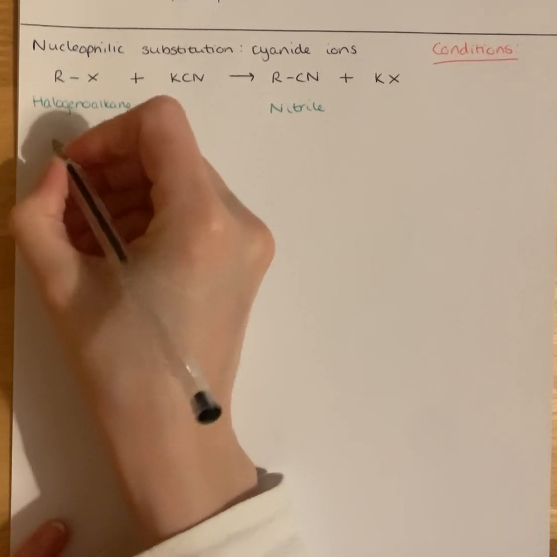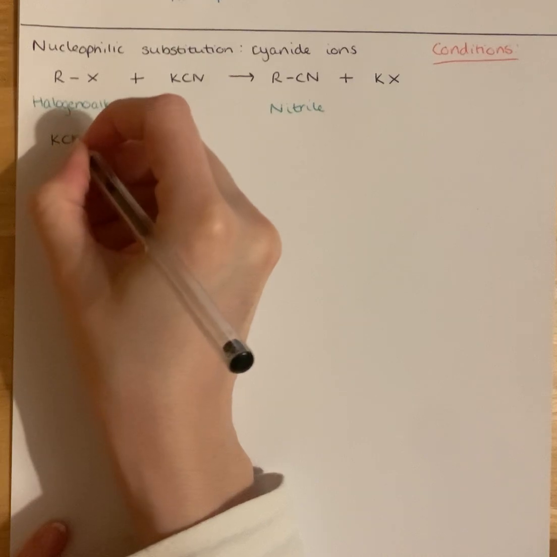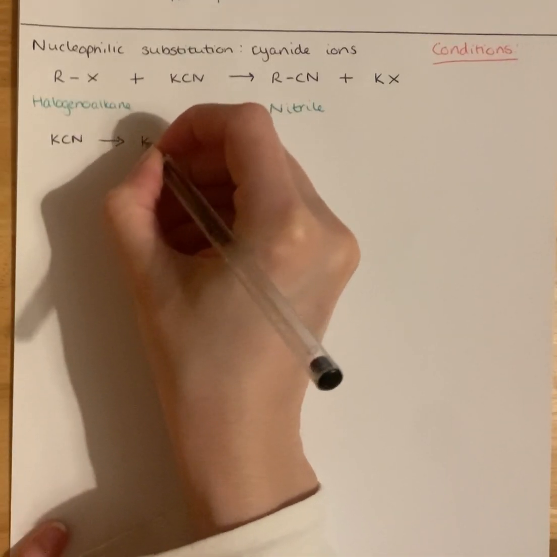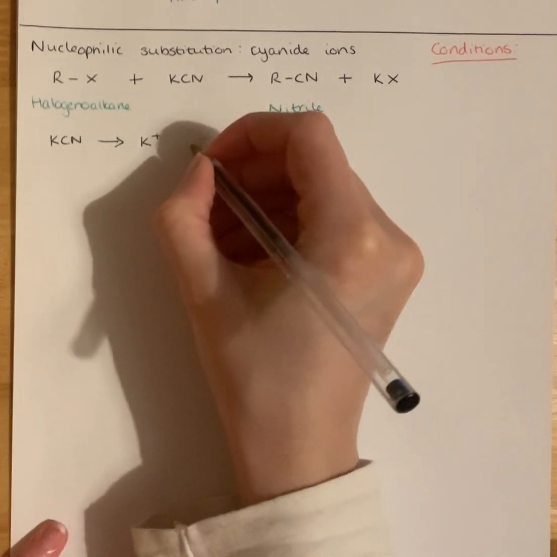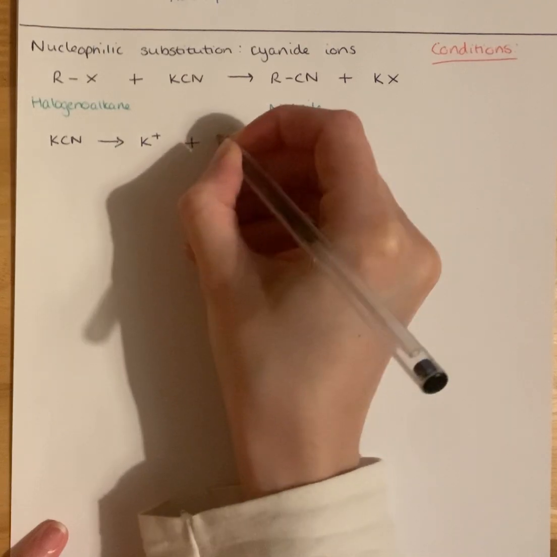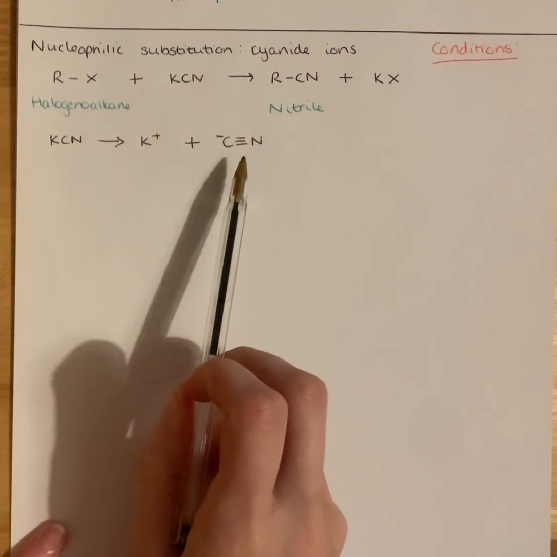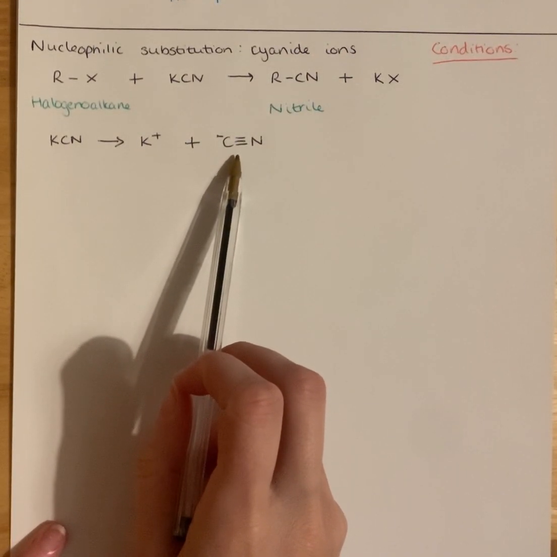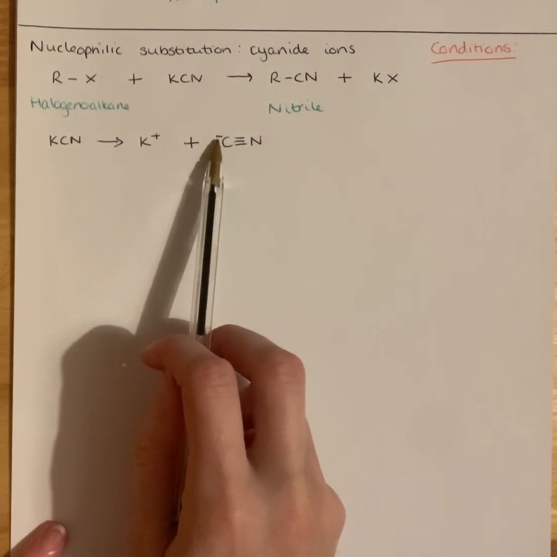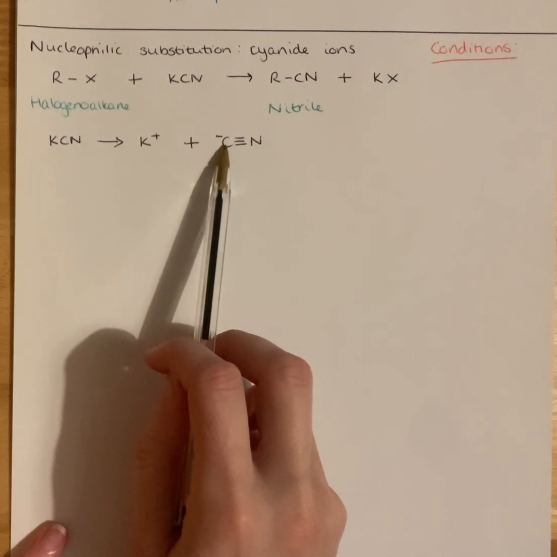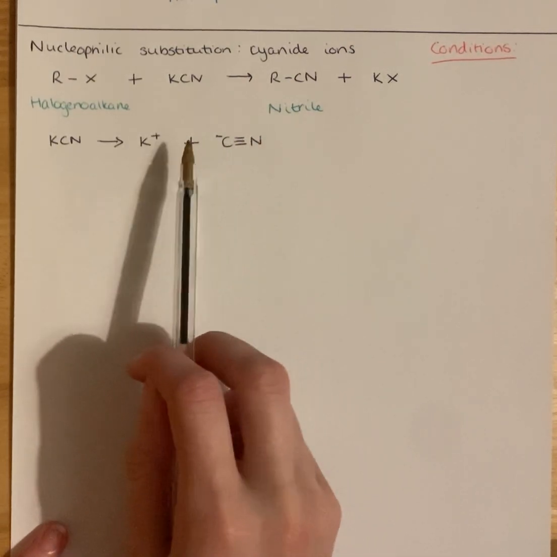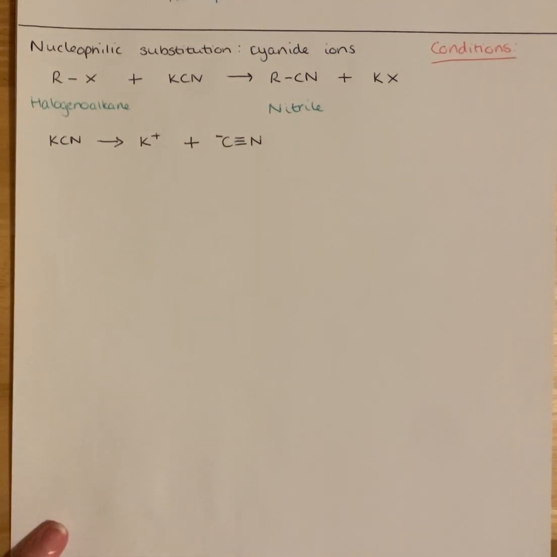So the potassium cyanide is KCN, and that is going to dissociate into positively charged potassium ions, and we're also going to get some of this. This is our cyanide ion, and this is our source of electrons, so this is our nucleophile. And notice that the negative charge is on the carbon, so this is where your lone pair is coming from. Okay, it's not coming from the nitrogen, it's coming from the carbon.